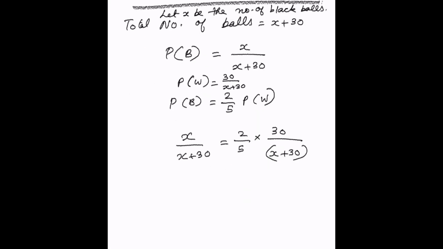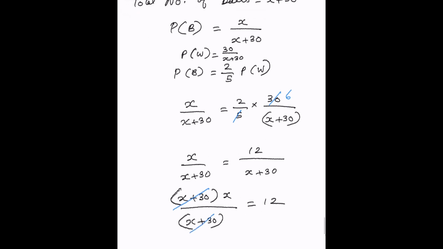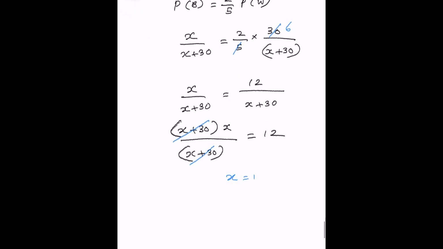Now cancel out whatever is possible. 2 by 5 times 30 is 12. I'm getting x by x plus 30 equal to 12 by x plus 30. Both the x plus 30s can be cancelled out and you are left with x is equal to 12. What is x? Number of black balls.